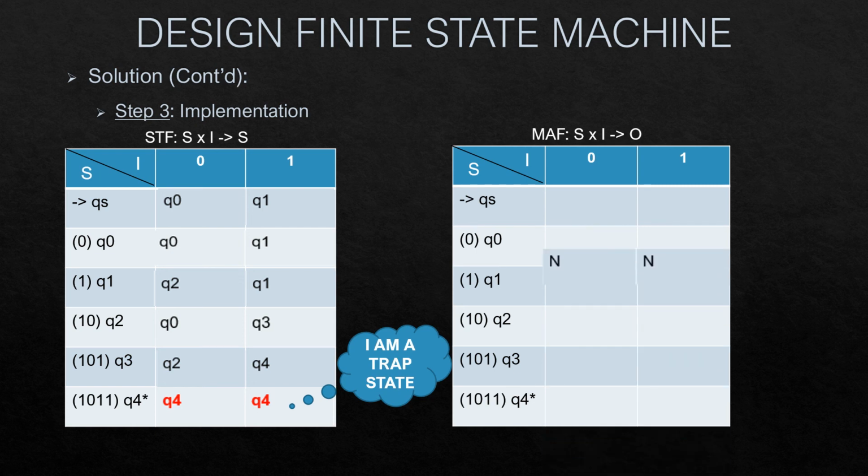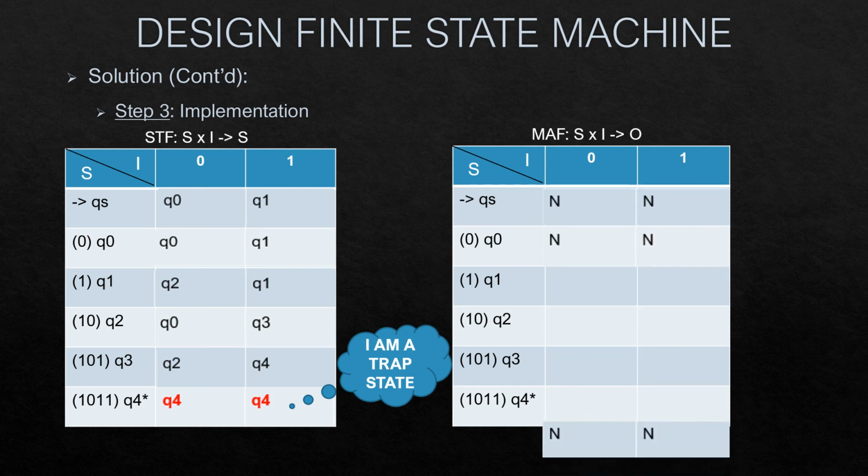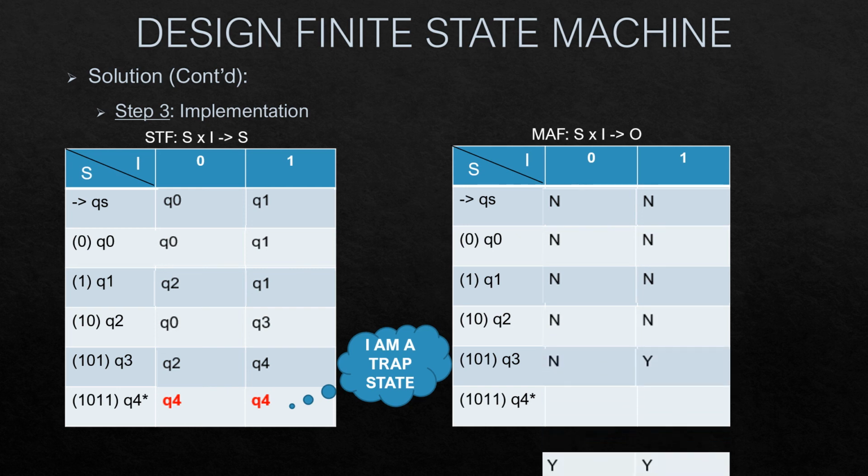For the output function, again the pattern will be followed, that is wherever there is a non-final state the output will be no, and for the final state the output will be yes, that is Y.